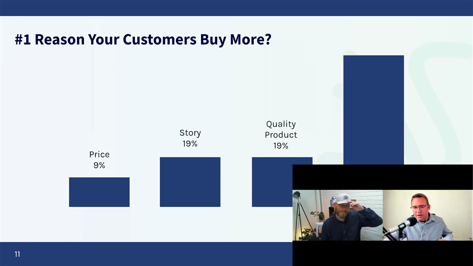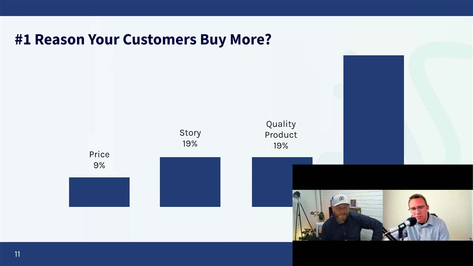Now, number three is quality products. You would think this would be number one. Hey, we have a great product. We have a better widget. This is the number one reason why people buy more from us. But according to the research, that was not the case. 19% bought from you based on your quality product.